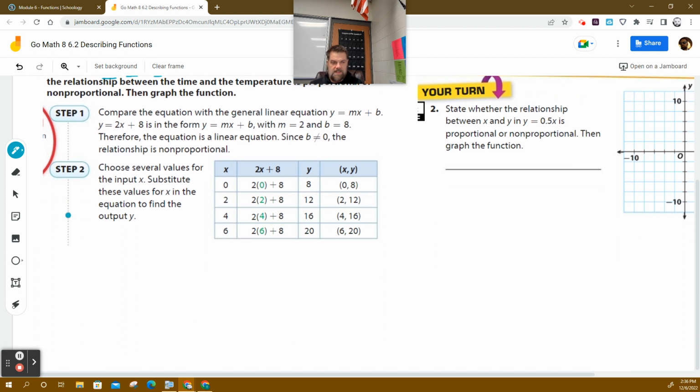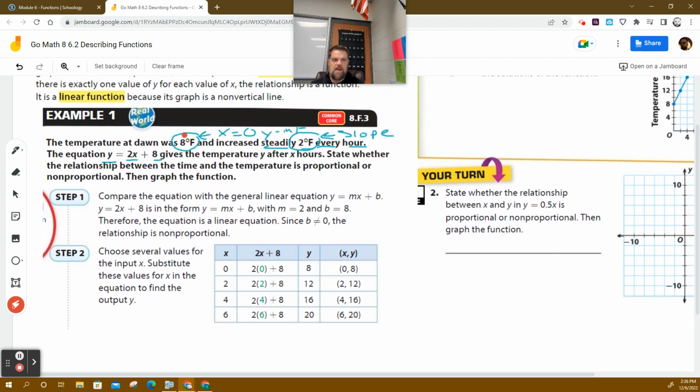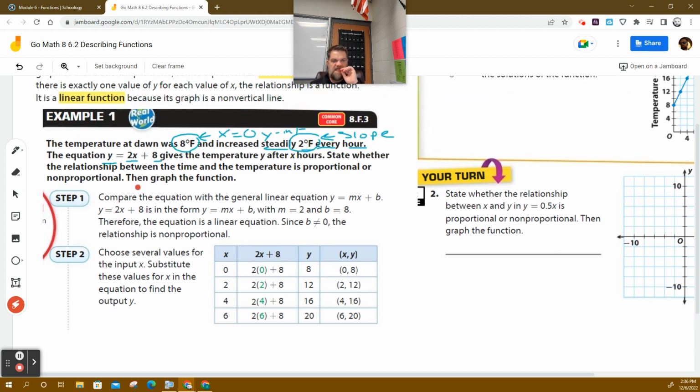So when we go to do this, basically what they're asking us to do is compare the relationship between the time and the temperature. Is it proportional or non-proportional? In order for it to be proportional, what do we know? What's the one thing we've got to figure out? What's the difference between proportional and non-proportional? So let's start there. What's the y-intercept on a proportional linear equation?